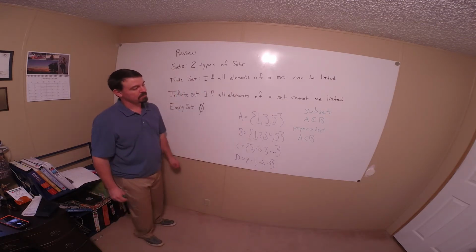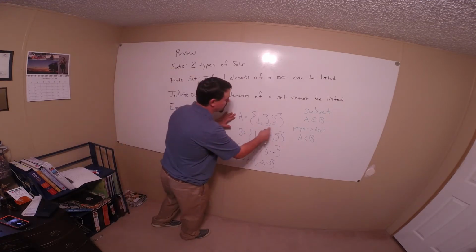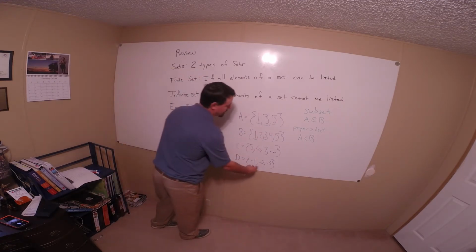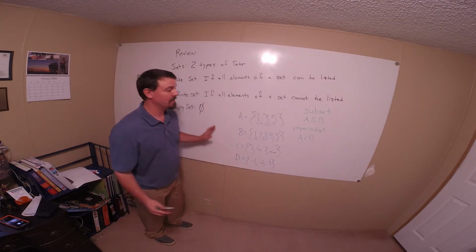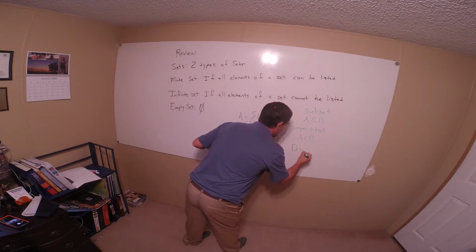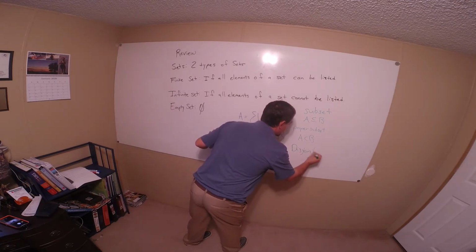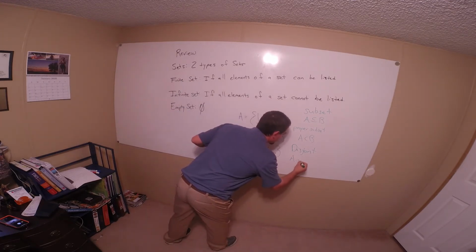Now let's try to find a disjoint set. Let's look at A and D. A has a 1, a 3, and a 5. D has a -1, a -2, and a -3. They share no element in common. Therefore, we can say that A and D are disjoint.